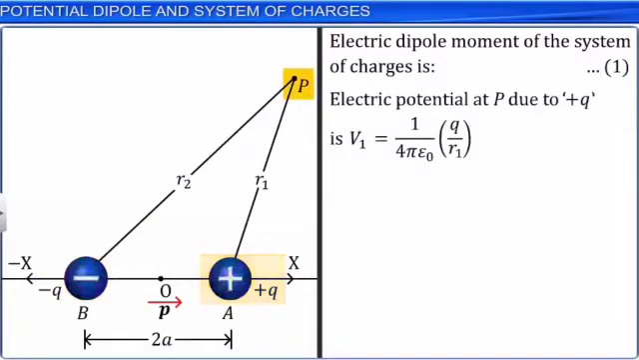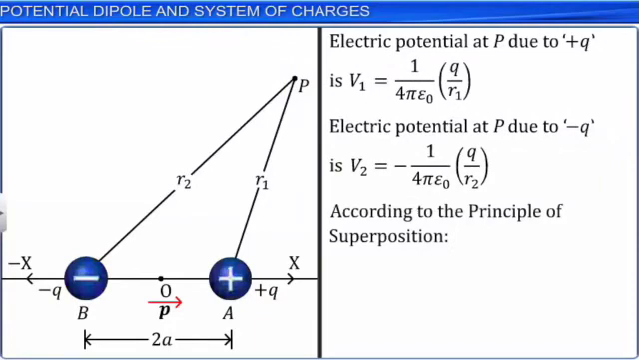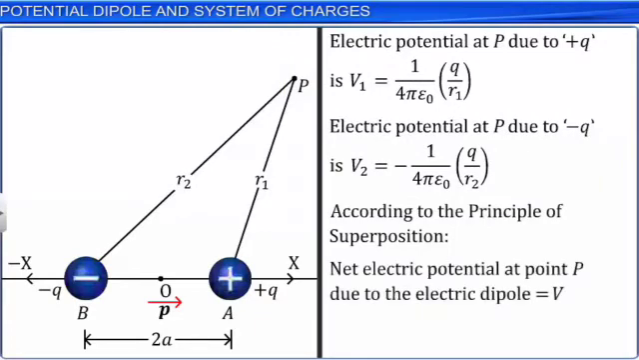V1 is equal to 1 by 4 pi epsilon naught into Q by R1. Similarly, the electric potential at point P due to the charge minus Q is V2 and is equal to minus 1 by 4 pi epsilon naught into Q by R2, since the charge itself is negative. According to the principle of superposition, the net electric potential at point P due to the electric dipole is denoted by V, which is equal to V1 plus V2.